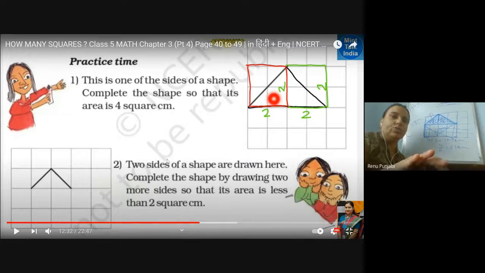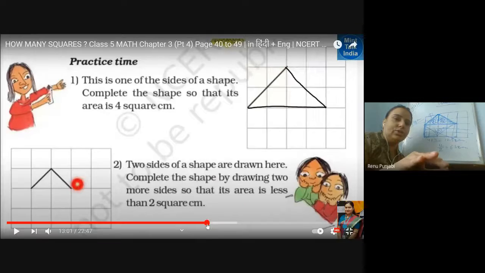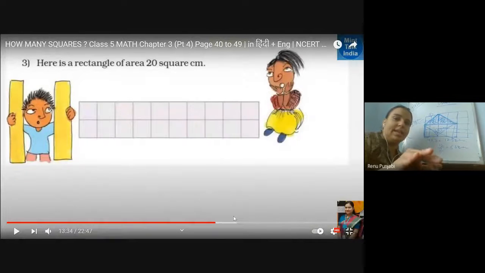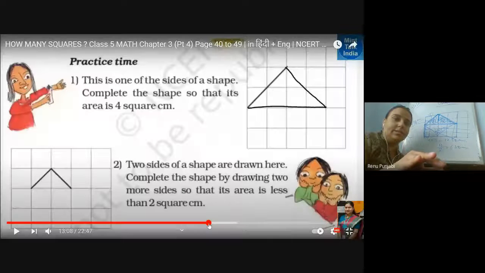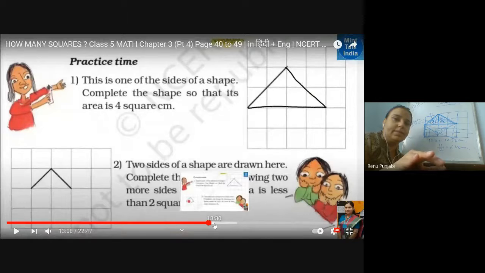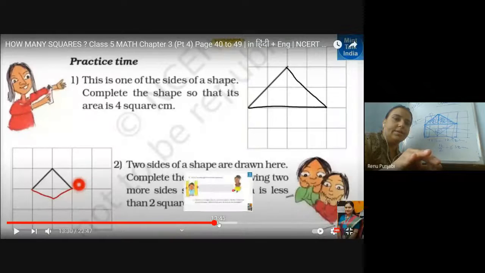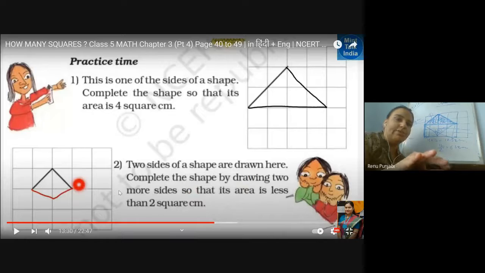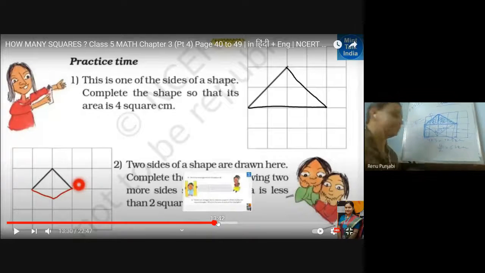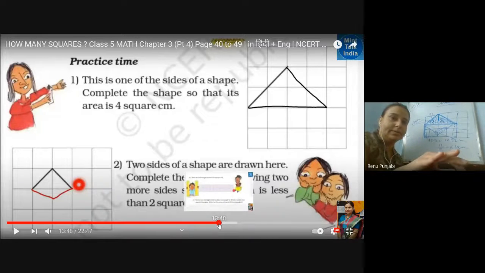Now come to the next. 2 sides of a shape are drawn here. By drawing 2 more sides, make its area less than 2 square centimeters. So if you draw it like this, I'll show you. If you draw it like this, wait a minute. It will be a half when you bring more halves. For example, see here.